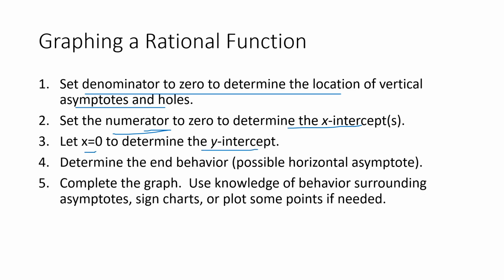We'll look for end behavior, so we'll compare the degree of the top and the bottom, looking for whether there's a horizontal asymptote or not. And then that's sort of what we've highlighted already so far. Using those things, we're going to sketch them out on our graph, and then we will complete the graph as necessary. We might choose some other x values, plot some points, whatever needs to be done to determine what's happening, to fill in the blanks between all that other information.